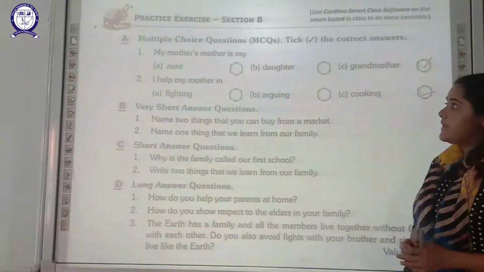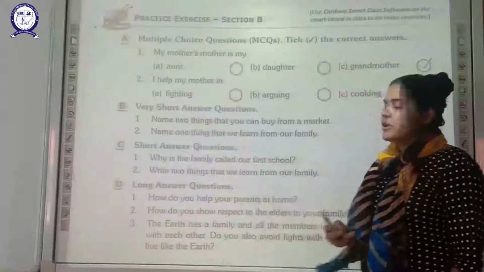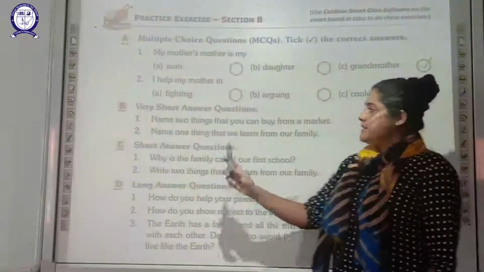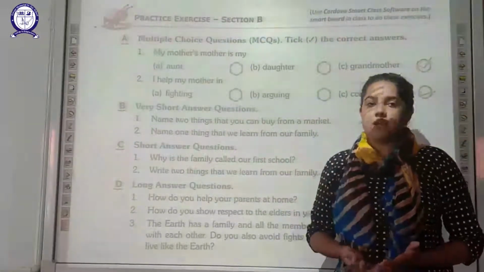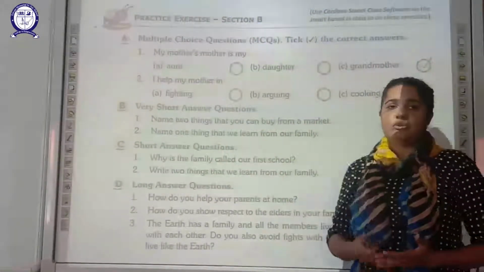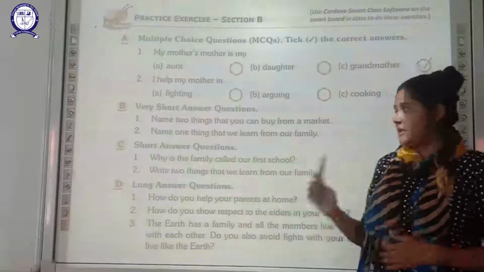The next type of question is very short answer type. You have to give the answer in one word. Firstly, name two things that you can buy from the market. There are different things that you can buy. Examples: you can buy fruits, vegetables, grocery, milk, etc.